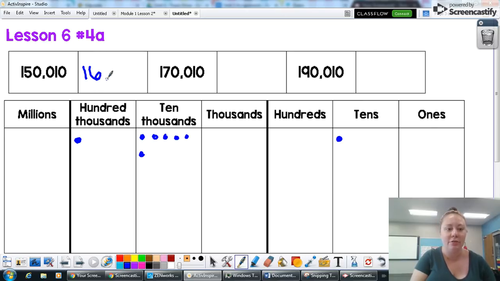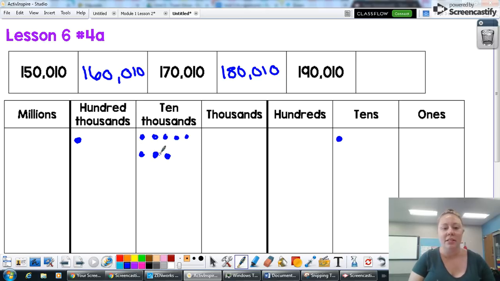So 16,000, and I'm not changing anything else. So I'm not messing with any of the other places. And I messed this up. 160,010. Okay, now I'm going to add one more 10,000. So I have 170,010 on my chart. Now for my next place, I need to add another 10,000. So I show that here, and I'm going to write 180,010. And notice that since I have 8 10,000s here, I have an 8 in my 10,000s up here.